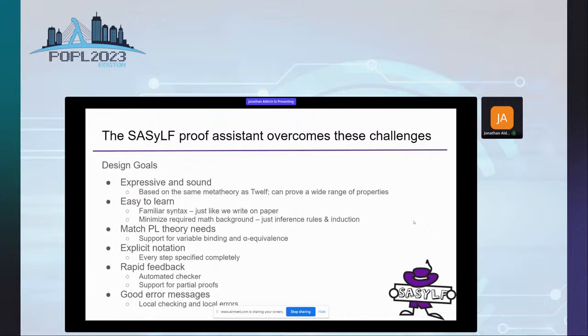Rapid feedback, so an automated checker like other proof assistants, and support for partial proofs. So you can say, by unproved anywhere, and it just leaves you alone. But there's a little marker that says, oh, here's something you should finish before the proof is done. And then good error messages, right? So we want purely local checking. We want to pinpoint the location of the error, and we want to tell you the error in terms that you can understand. So I think Sassy Elf mostly achieves these goals. I think we could be better in a few areas, and we're continuing to try to improve it, but that's our design goals for the tool.